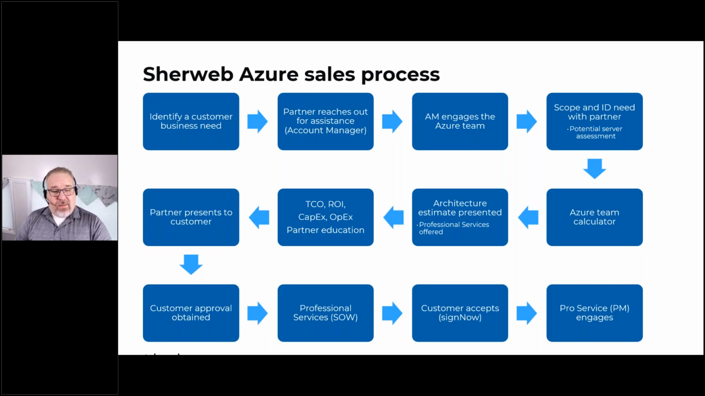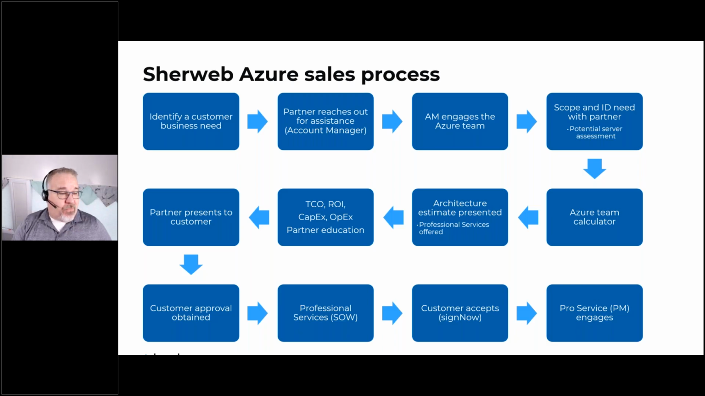So we've architected it and estimated it. We may offer professional services if you don't have that person on staff that can deliver. We've got a team of people that we can deliver. We've got a slide later on I'll share with you.